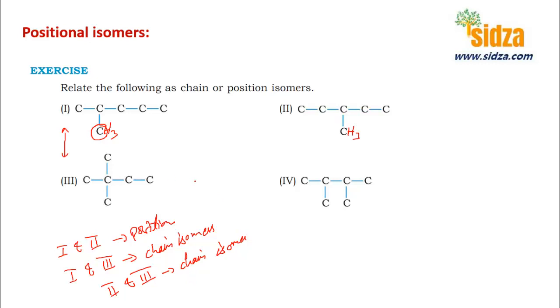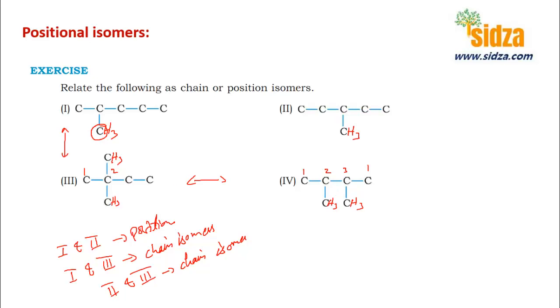What about the third and the fourth? Compare the third and the fourth. You have 4 carbons here in the main chain and 2 methyl groups attached to it. In the fourth case you again have 4 carbon atoms in the main chain, similar to this one, and 2 methyl groups also attached to the main carbon chain, but the position of the 2 methyl groups is different, right? Here you have the 2 methyl groups attached to carbon number 2. Here you have the 2 methyl groups attached to 2 different carbons, carbon number 2 and carbon number 3.